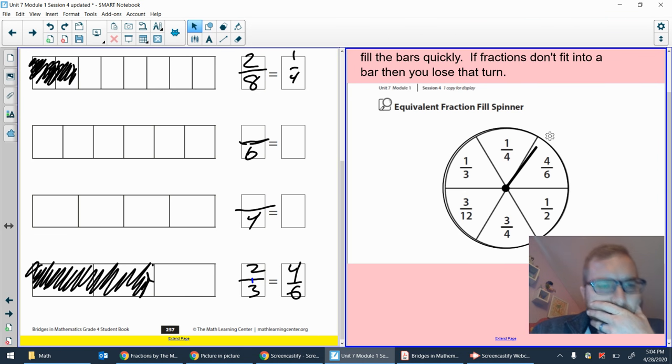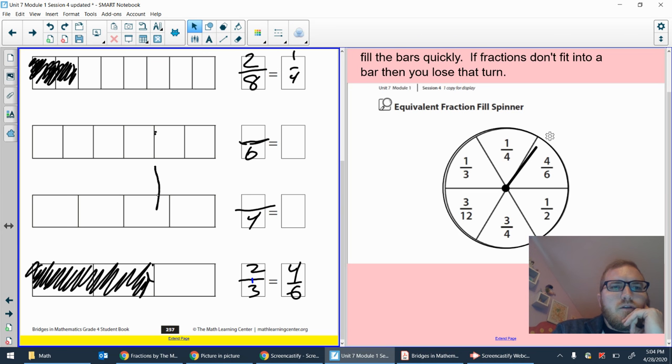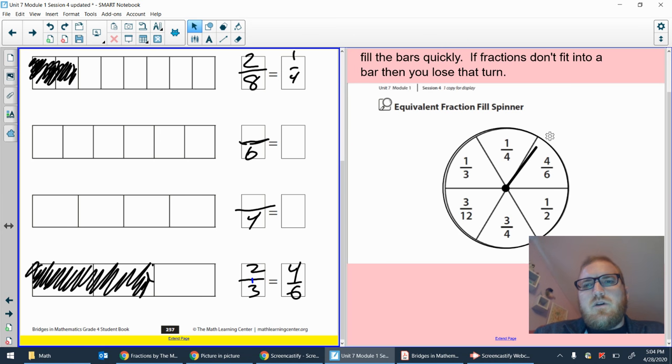Oh, 4/6 again. So this is the kid spin. And if we look, we can't use the 6, we have to use a different one. The only one available is 4ths. So there's no way that 4/6 equals one of our 4ths there. So that would be a lost turn for the kids. Sorry about that, guys.